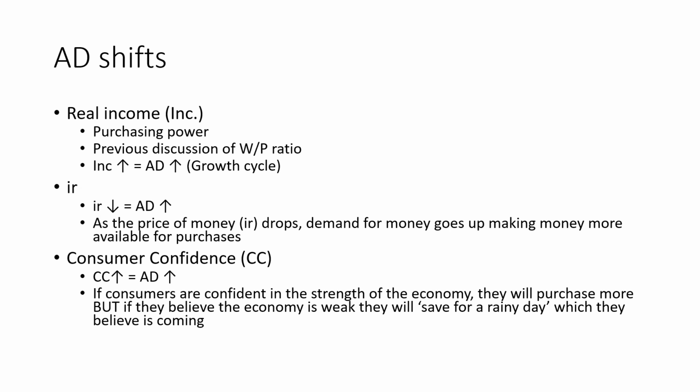When real income is down, aggregate demand is down. Now, I just mentioned interest rates. As the price of money drops, the demand for money goes up, and therefore aggregate demand will go up. As the price of money goes up, if interest rates go up, then aggregate demand will drop because the price of money is going up.